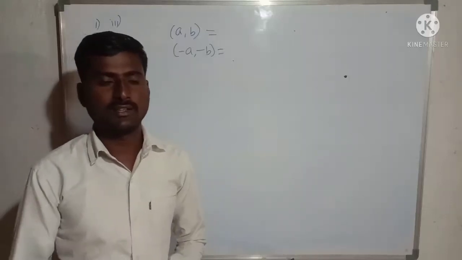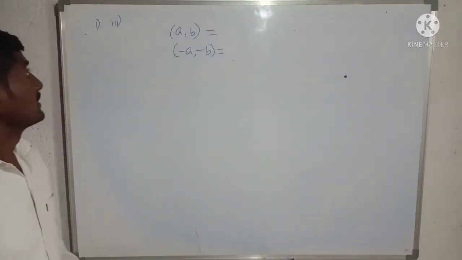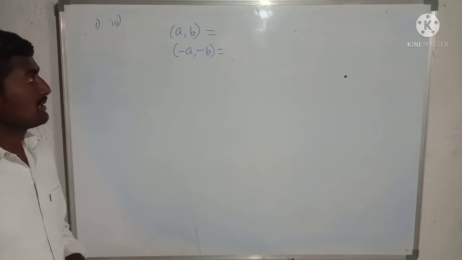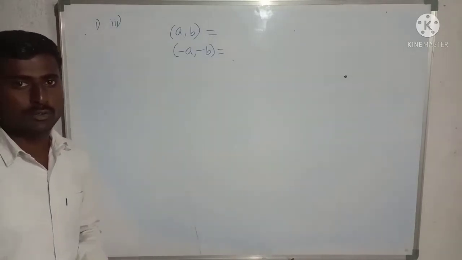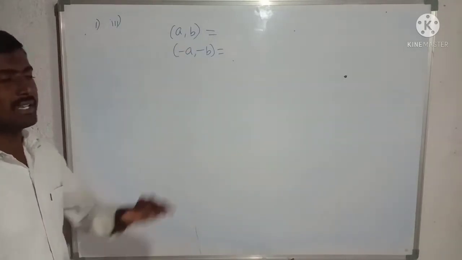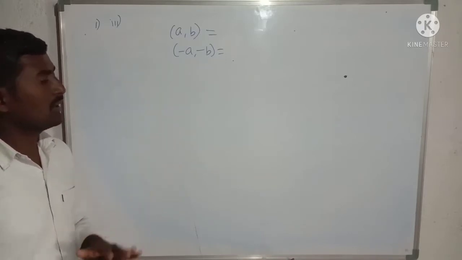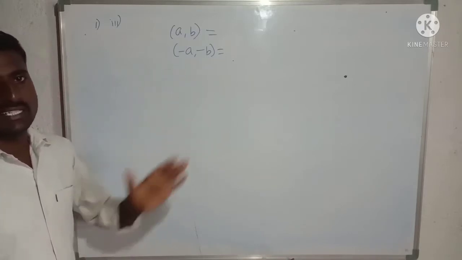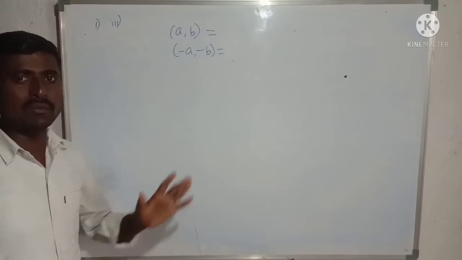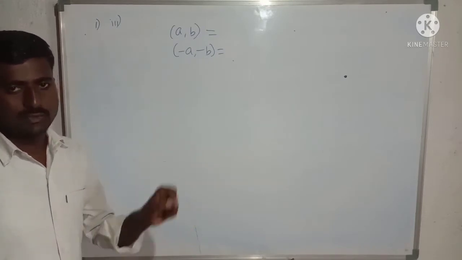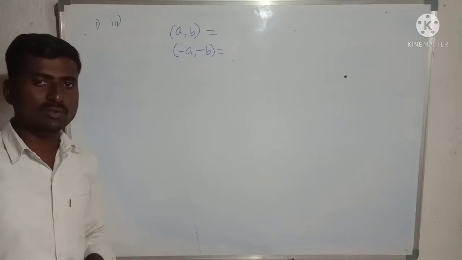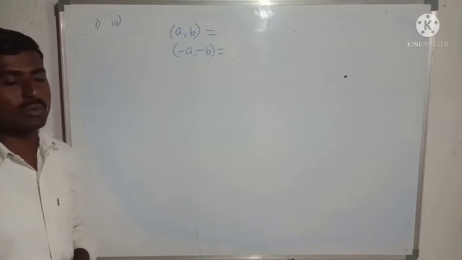Dear students, now we shall discuss the third question in the first main. Yesterday I gave this as homework to you. The first point is a comma b and the second point is minus a comma minus b. Now we have to find the distance between these 2 points. Already we know the formula. What is that? Square root of x2 minus x1 whole square plus y2 minus y1 whole square.